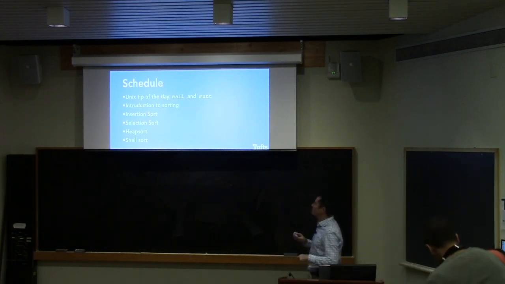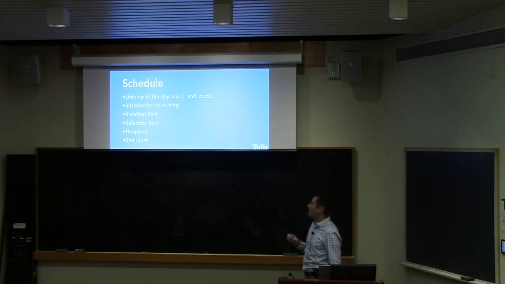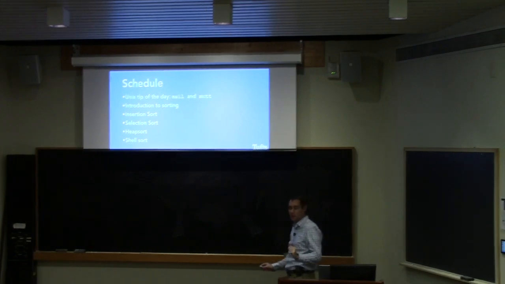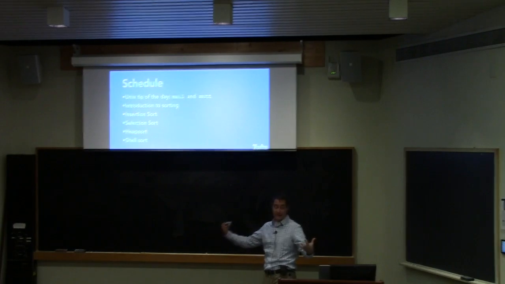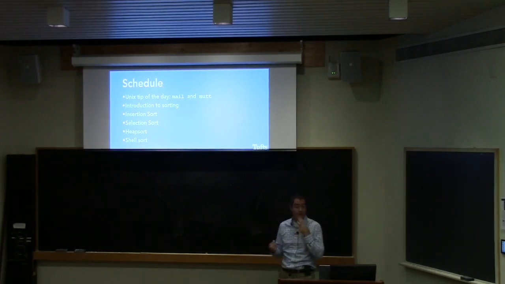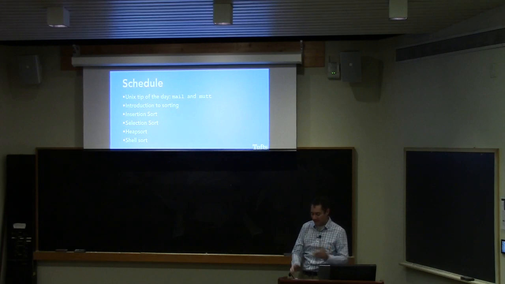So here's what we're going to do. We're going to do a little quick Unix tip of the day on mail and mutt, which are 2 programs that you will probably never use but could if you wanted to. Then we'll do sorting. We'll talk about 4 different types of sorts today. Next week, we're going to do our second lecture on sorting. We're going to talk about 3, maybe 4 more other different types of sorts. Sorting is a pretty big topic, and it's actually really important in computer science. So we'll talk about that.